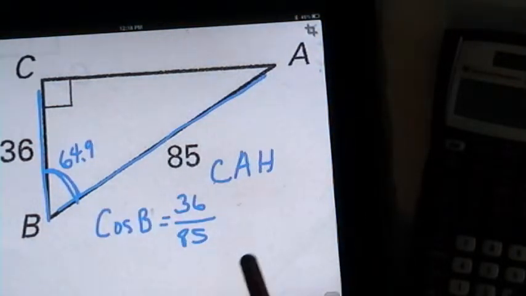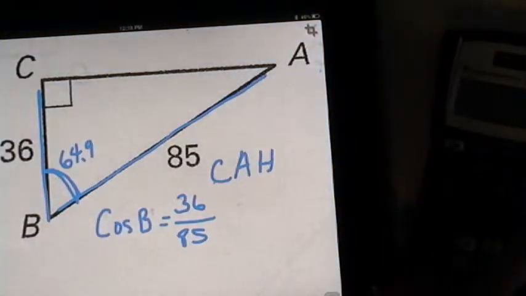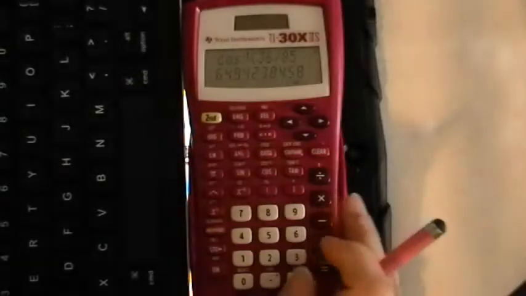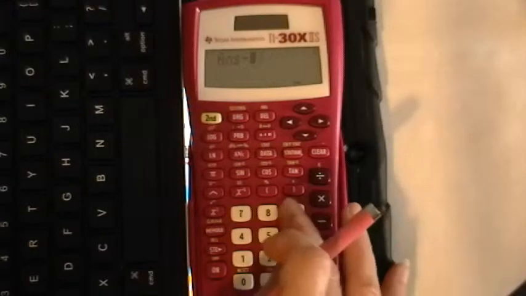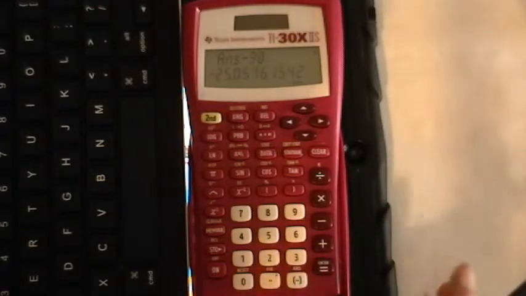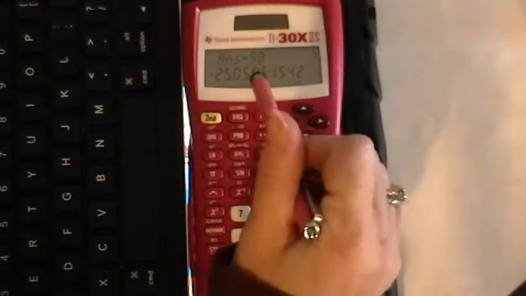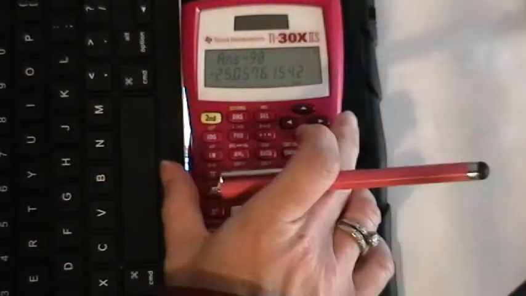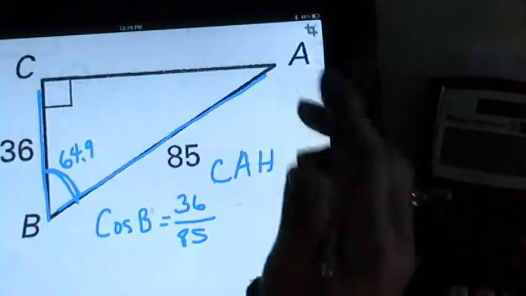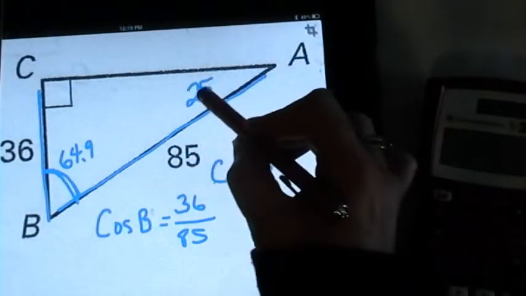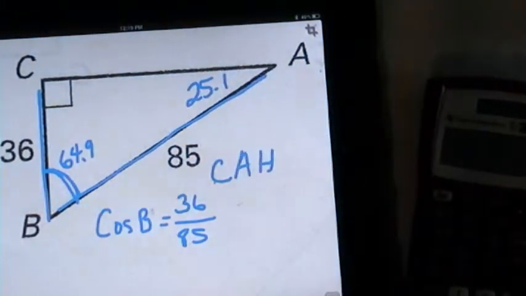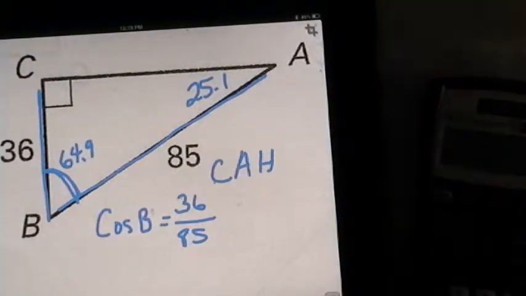64.9. That looks about right. Now the easiest way for us to find A is to subtract from 90. You could just use what you already have there and say minus 90. It's going to give you a negative answer, but you'll know that that is indeed the angle measurement. The 5 causes us to raise that 0 to 1 and we get 25.1. So we use sine -1, cosine -1, and tangent -1 to find the angles.